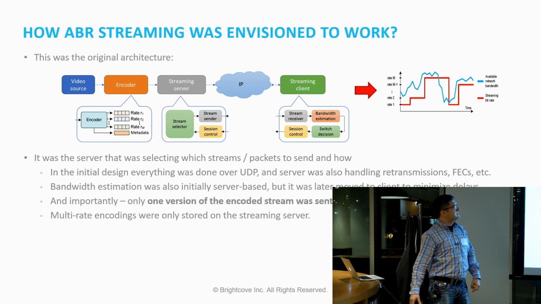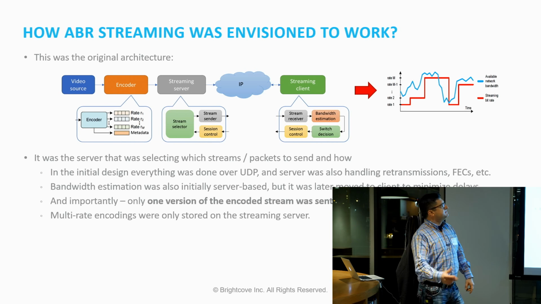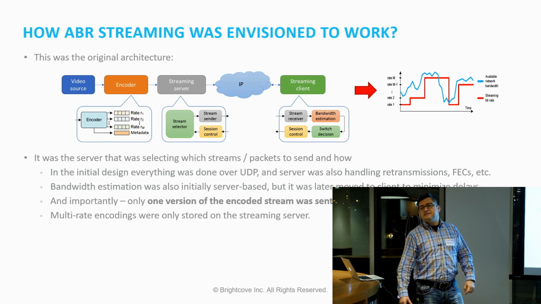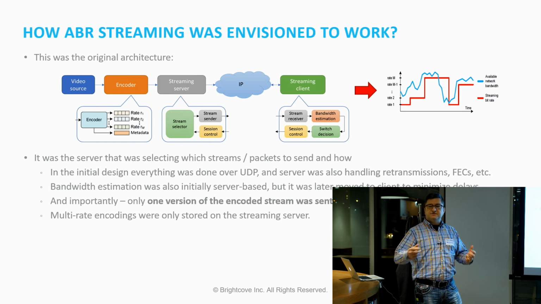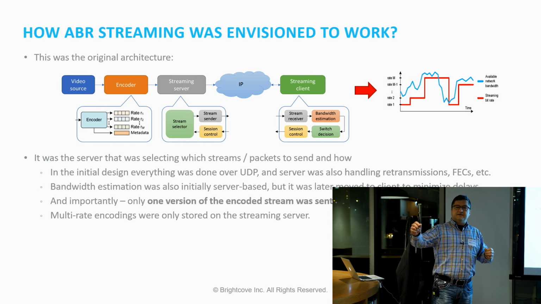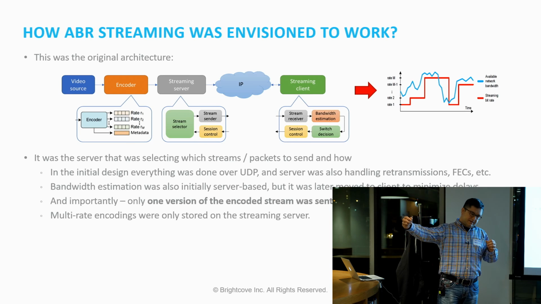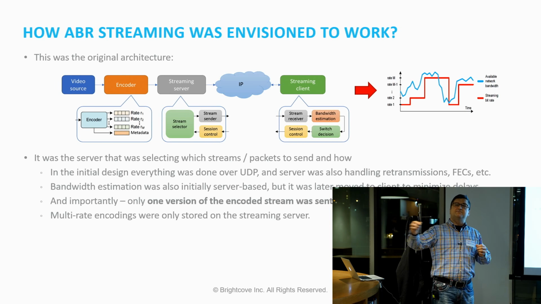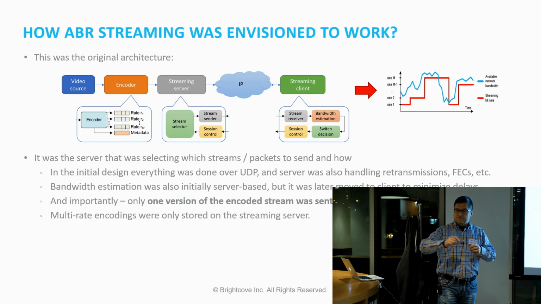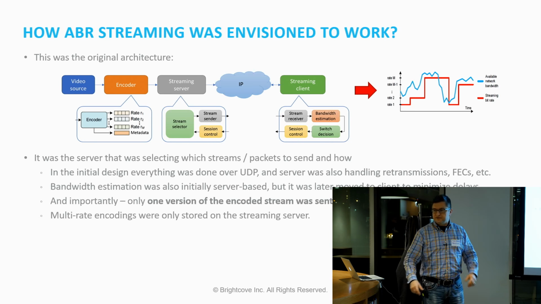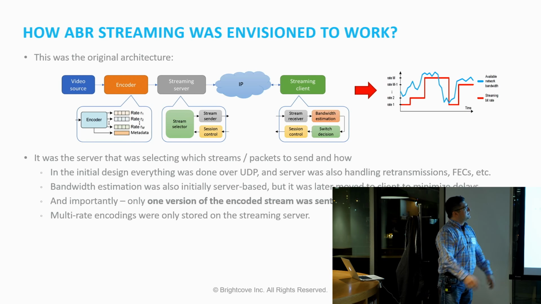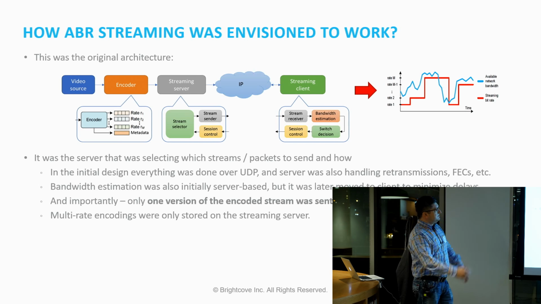And the reason bandwidth estimation was done at the client was actually latency. Initially, we tried to do it on the server side, looking at the retransmission requests that were coming back to us. But since all those things were coming over UDP, there were round-trip delays, and it was just faster to do it on the client. So that's how it went mostly to the client.